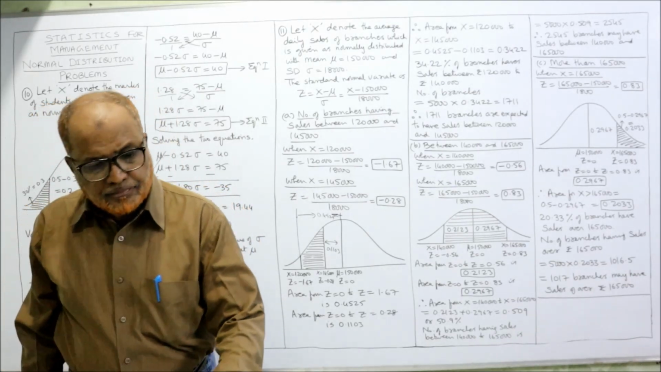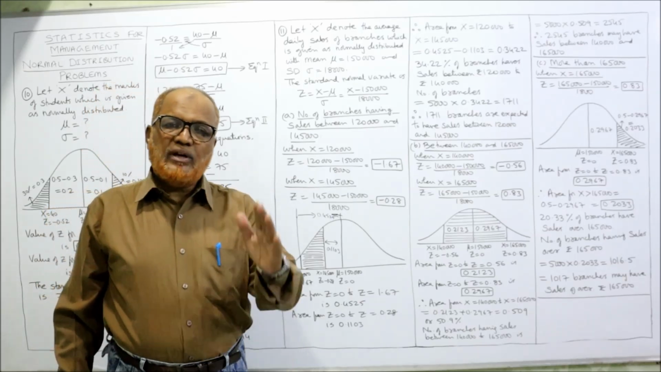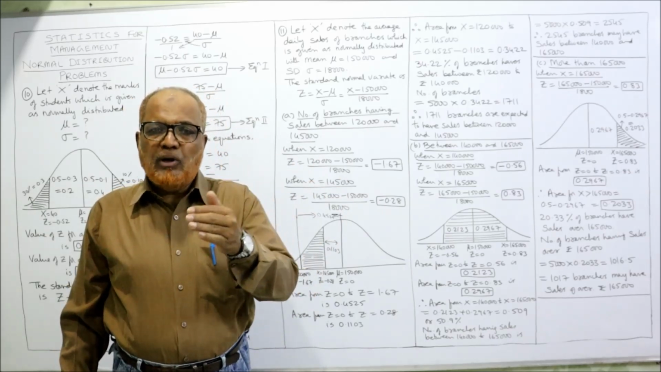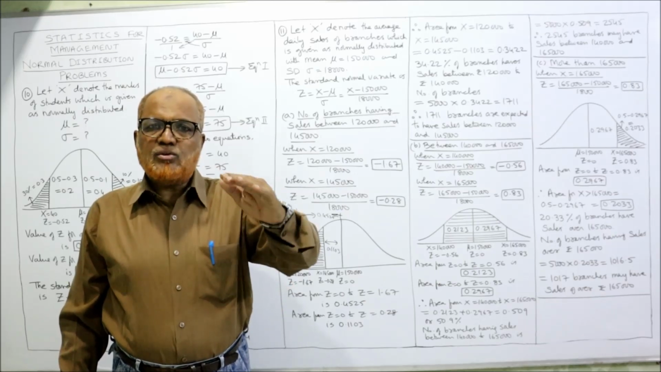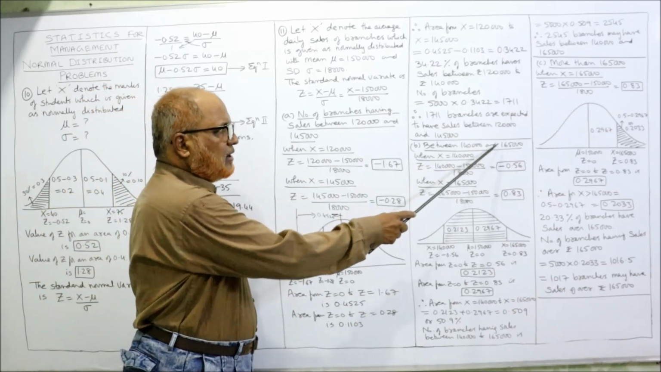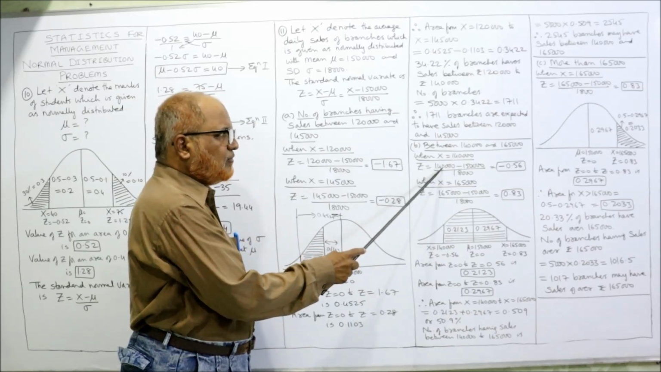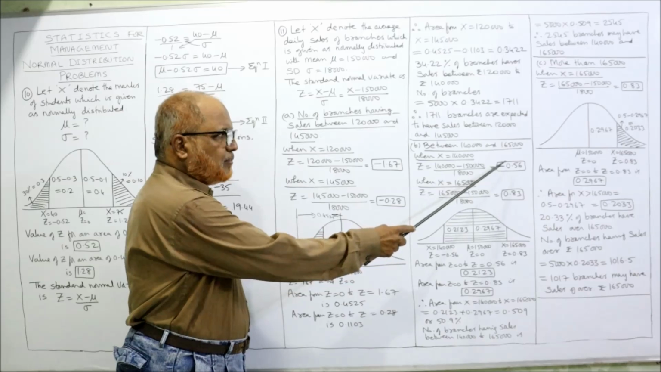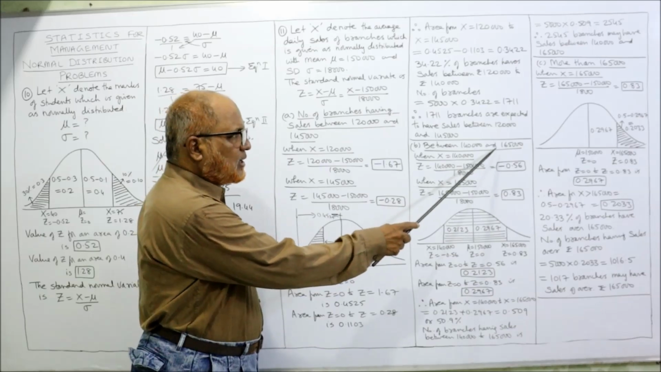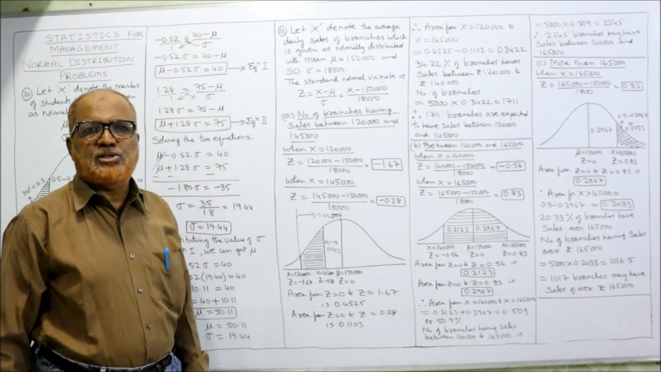Now what is the B bit? B bit: between 140,000 and 165,000. 1,40,000 is below the average and 1,65,000 is above the average. When x is equal to 1,40,000, z is equal to (140,000 minus 150,000) by 18,000, which is minus 0.56. Similarly, when x is equal to 1,65,000, (165 minus 150) by 18 gives 0.83, positive.